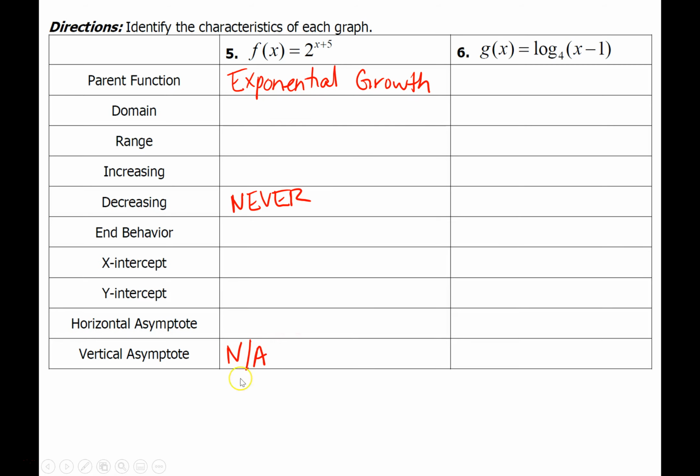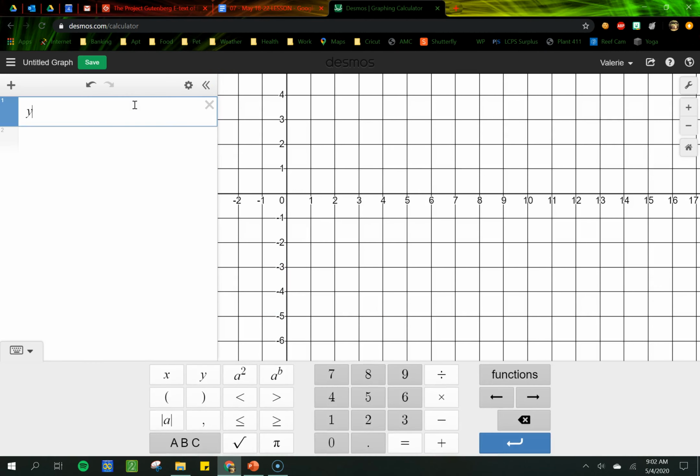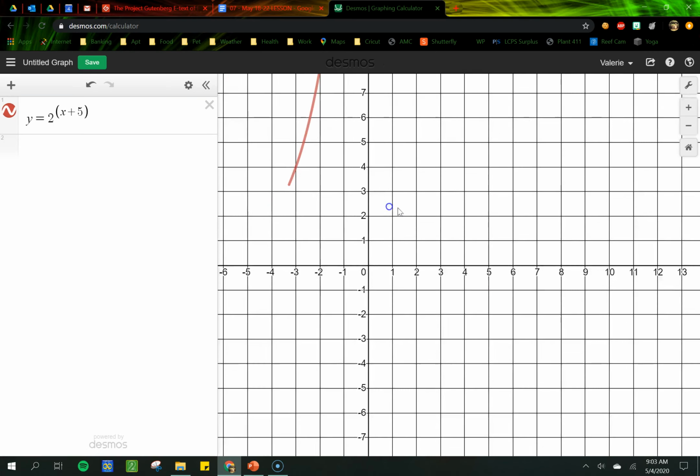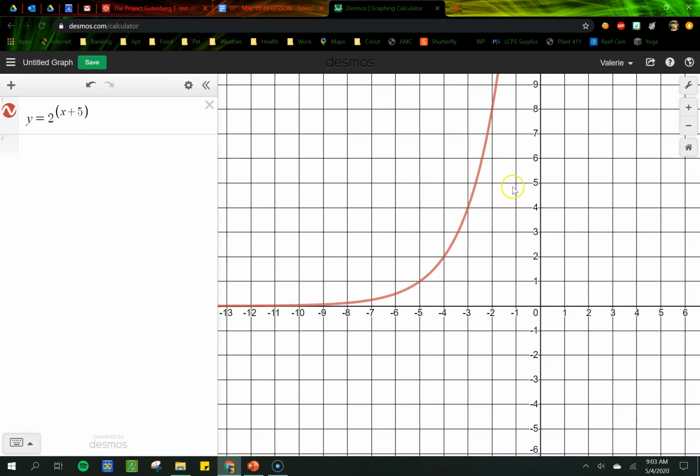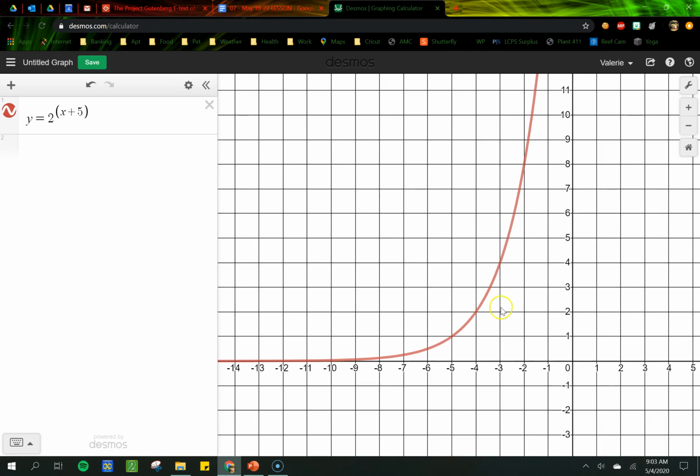Now let's look at our picture and see if we can answer some of these other questions. All right, so the problem was 2 raised to, and then I'm going to use parentheses here because I had x plus 5 in parentheses there. Okay, so let's find our picture. There we go. All right, so we have a horizontal asymptote at 0, it looks like, because it's not getting any closer horizontally there, or it's not actually touching it.